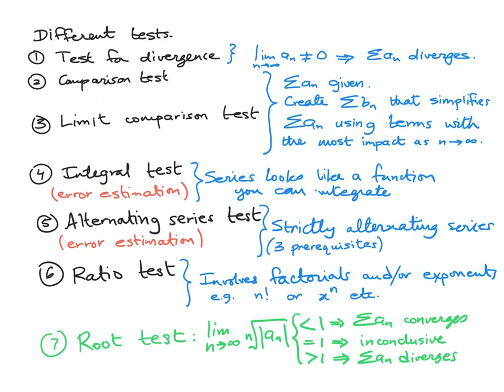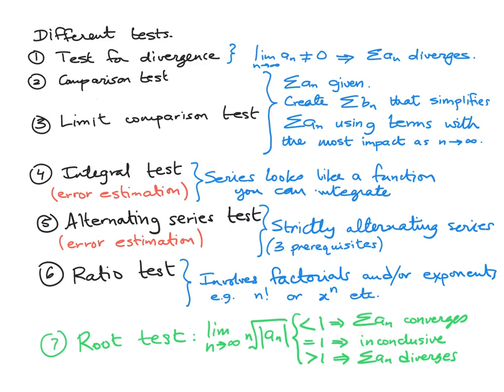And if you look at the formula for the series and it looks a lot like a function you know how to integrate, then what you do is you create a continuous function that you can integrate, and you do the integral of that function, and depending on whether that integral converges or not, you've got the series converging in the same way, so either converging or diverging.